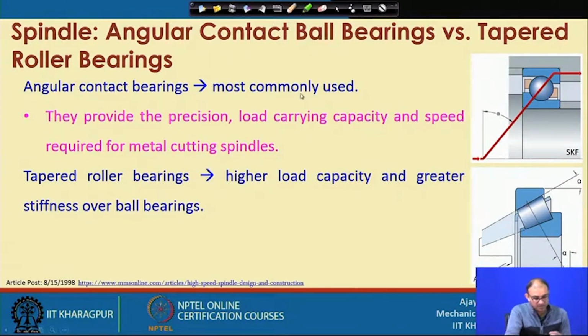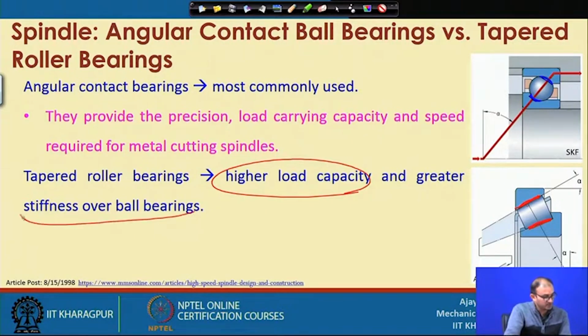Why is it so? Because here your contact is at a very small area, but if you see this particular thing, your contact area is very large here. So, the bearing will take more load, and that is the reason it has a high load carrying capacity, and stiffness is also very high, because the size of this particular thing is very large. So, your per unit force will be very less in this case, so your stiffness is very high compared to the ball bearing.